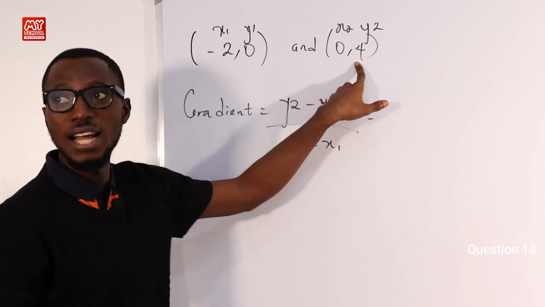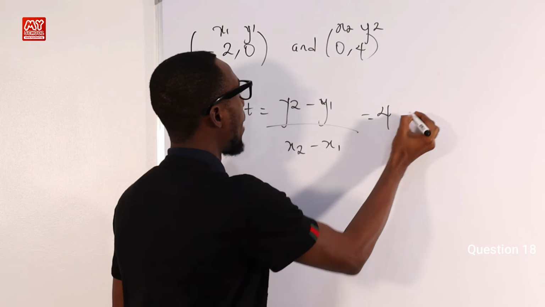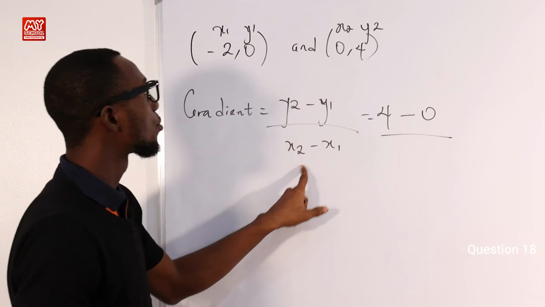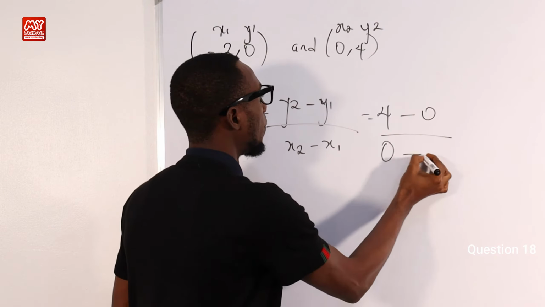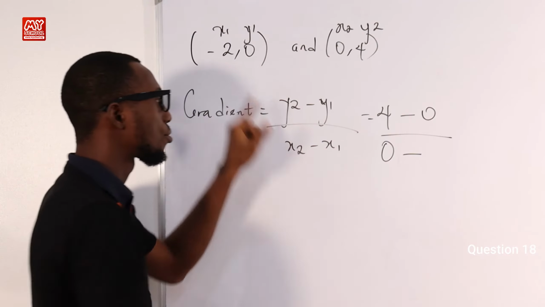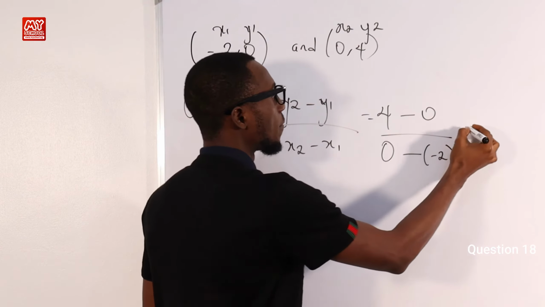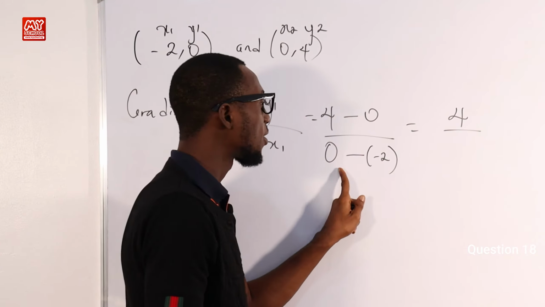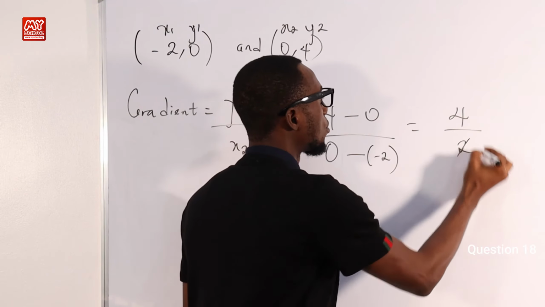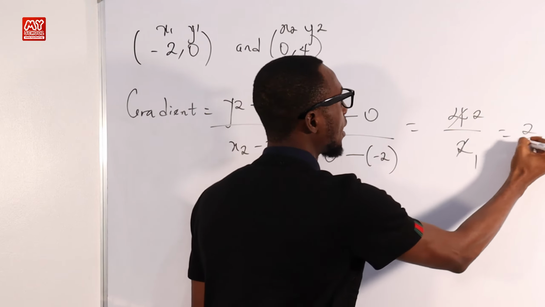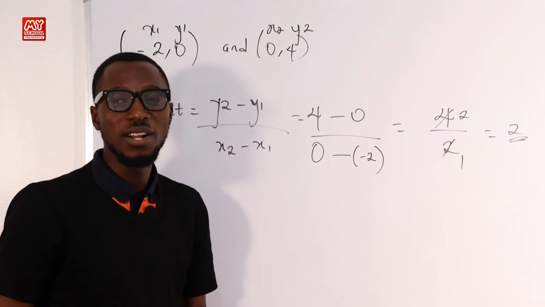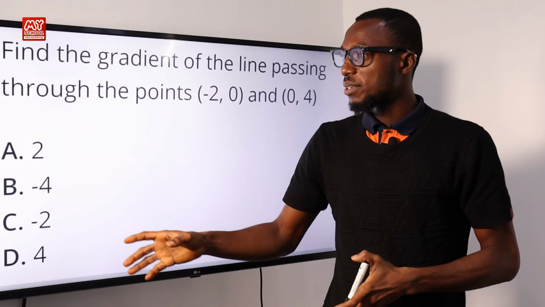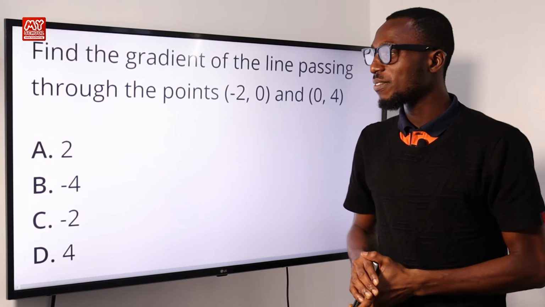Okay, so let's just impute the values that we have. We have y2 giving us 4 minus y1 giving us 0. Then we have x2 as 0 minus, then we have x1 as -2. So 4 minus 0, we have 4 over, minus times minus gives us plus, so we have 0 plus 2, that is 2. 2 over 2, then we have 2. So the gradient is 2. So we just have to go back to our screen and select the correct option. Looking through all of these options, we will confirm that option A, that carries the value 2, is the correct option.